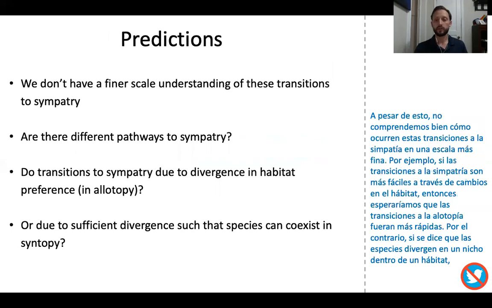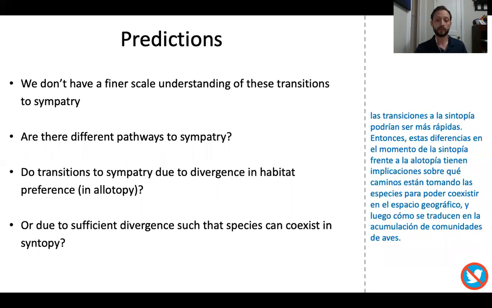And despite this, we don't have a good understanding of how these transitions to sympatry happen at a really fine scale. So for example, if transitions to sympatry are easier via shifts in habitat, then we would expect transitions to allotopy to be faster. Conversely, if species are, say, diverging in niche within a habitat, then transitions to syntopy might be faster. So these differences in the timing of syntopy versus allotopy have implications for what pathways species are taking to be able to coexist in geographic space, and then how those translate into the buildup of avian communities.